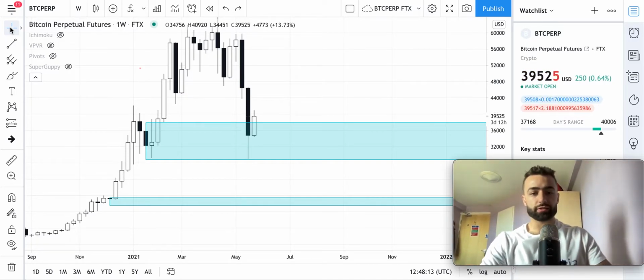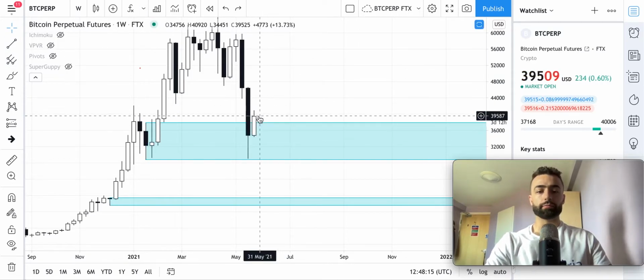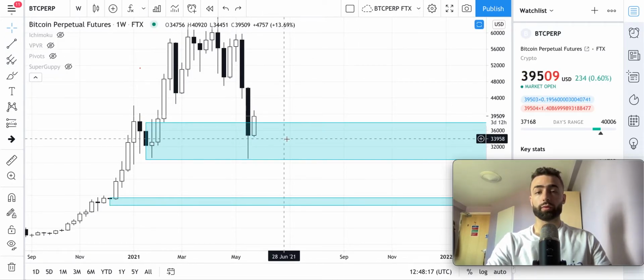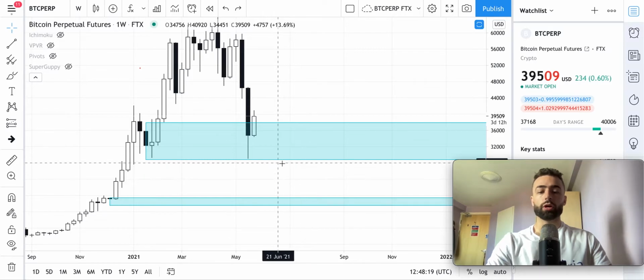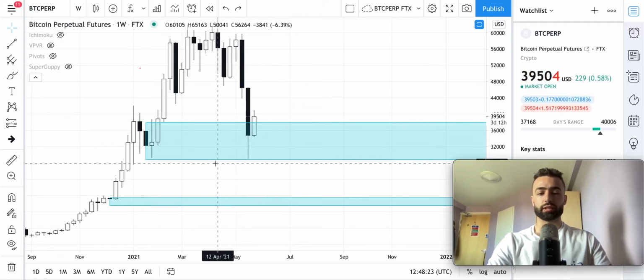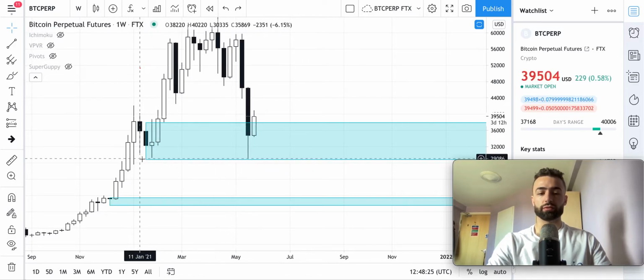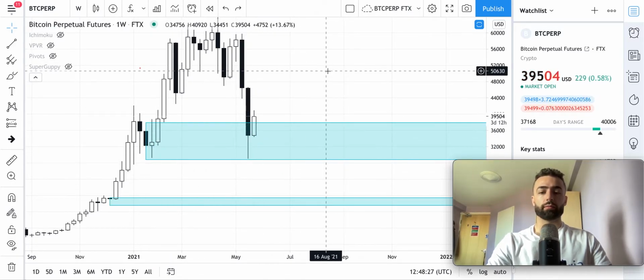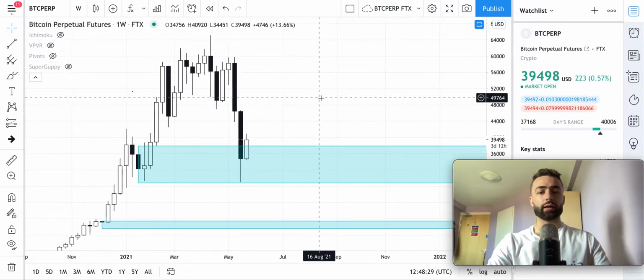If we do not form that higher low on the weekly time frame and we form a lower low, we'll likely go down to this level down here, because there's going to be some liquidations below these lows. So that's something to keep an eye on.